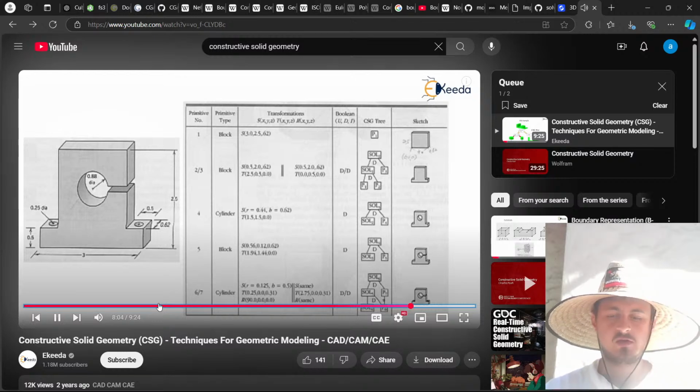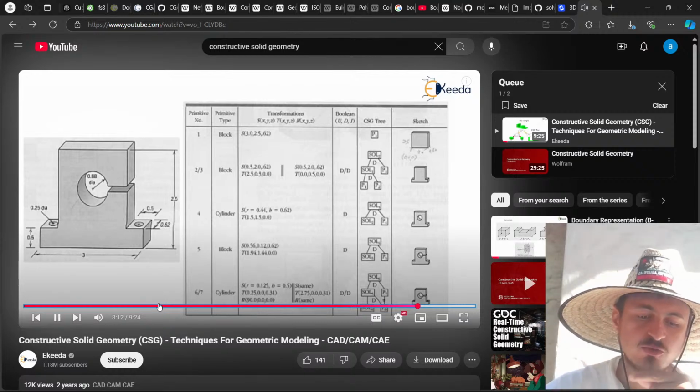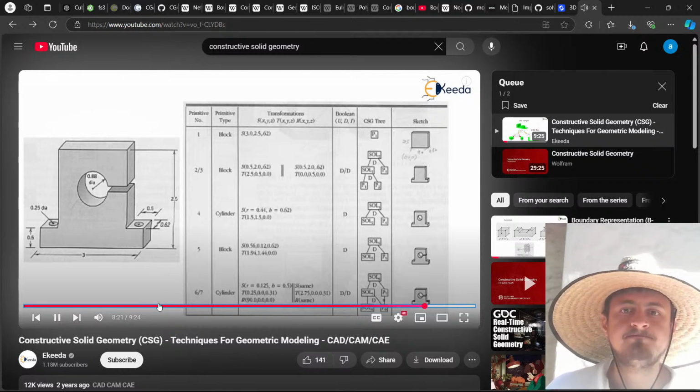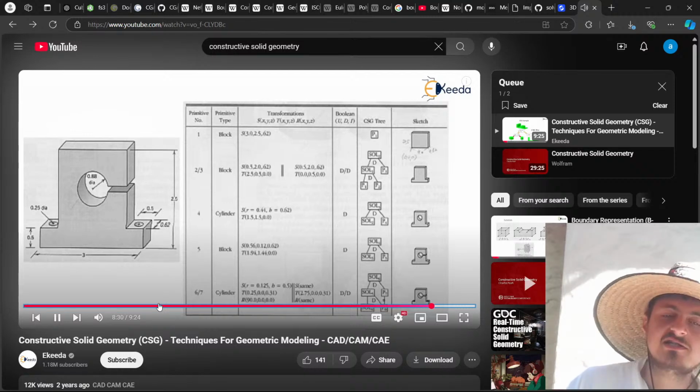And then there are two cylinders which are cut out from the bottom of the block. So these are the transformations with dimensions mentioned, and like this we have to make a CSG tree sketch from its primitives. Primitives everyone already knows: block, cylinder, cone, and torus. These are the primitives.